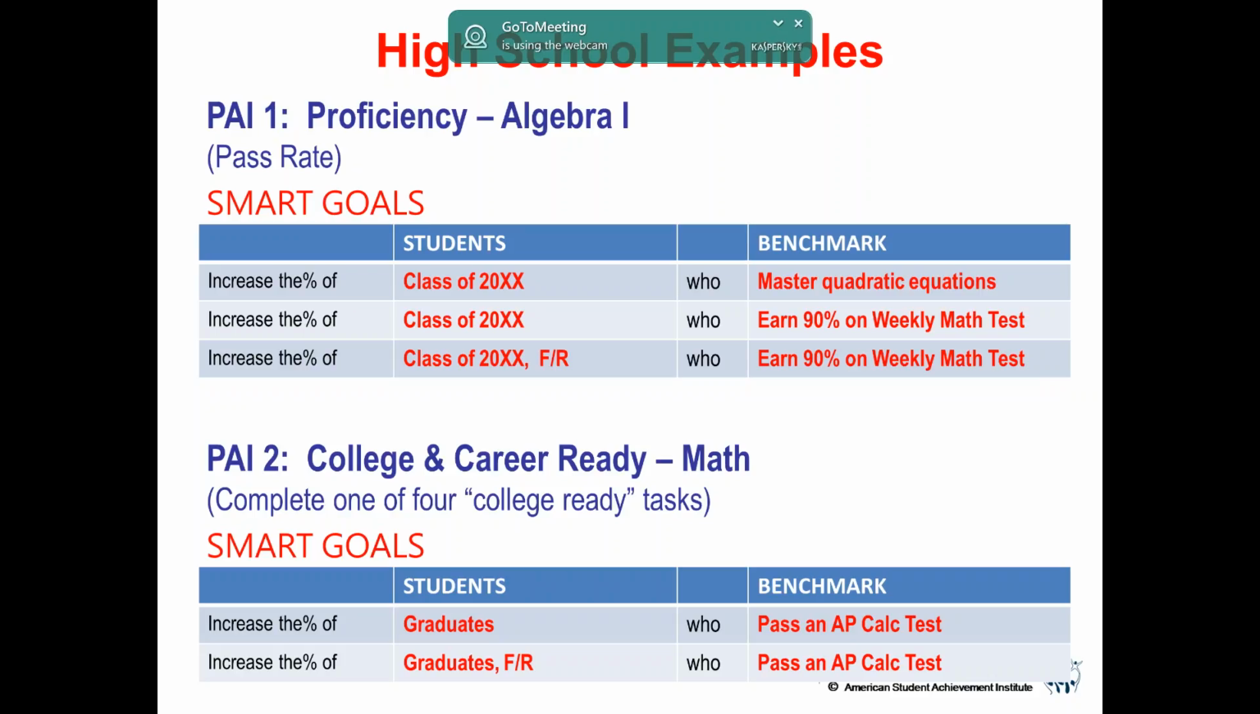So that's a high school example on college and career ready in math. This would be that they're going to complete one of the 4 college ready tasks. So it would be the percentage of students who have succeeded on an AP test, an IB exam, and the SAT. So they've done one of those things. This time we're going to look at the percentage of graduates who pass the AP Calc test, for example, whatever you're focusing on.